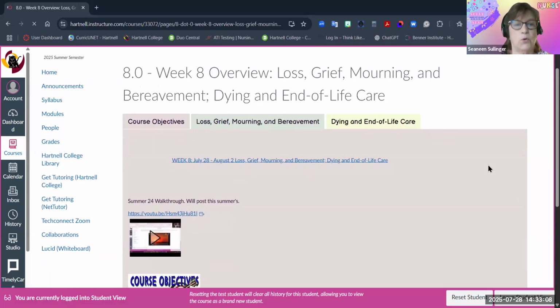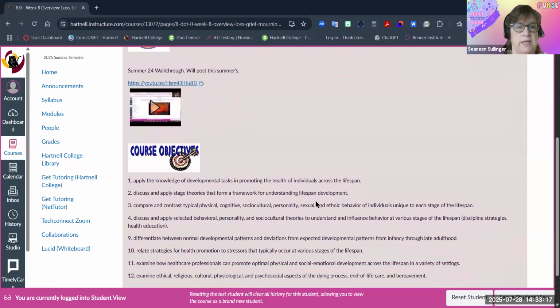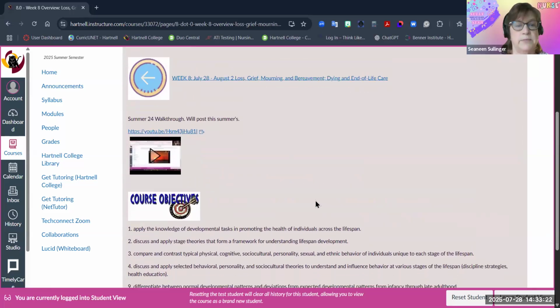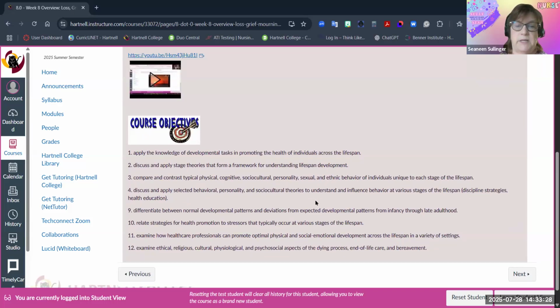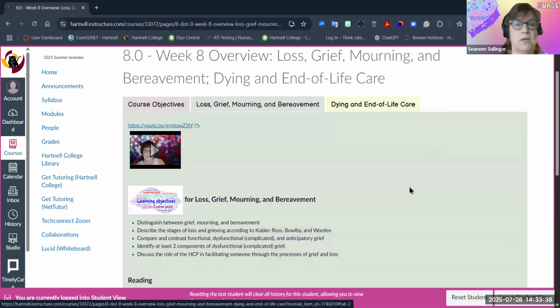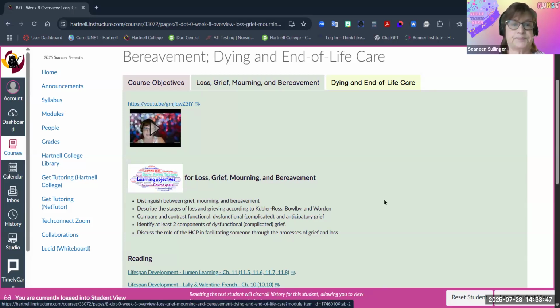So, course objectives. This is last summer's walkthrough. I will post parts 1 and 2 for this summer. And our objectives, again, a lot of the same ones because we're going through the lifespan stages and some specific ones related to various stages, being at the end of life, dying process, end of life care and bereavement. And so let's start with loss, grief, mourning, and bereavement. So this is lesson 1. Now this is last summer's video of lesson 1, so you can look at that in detail.